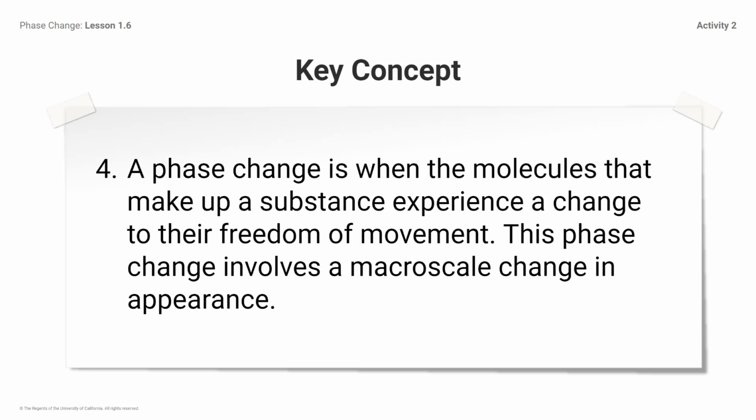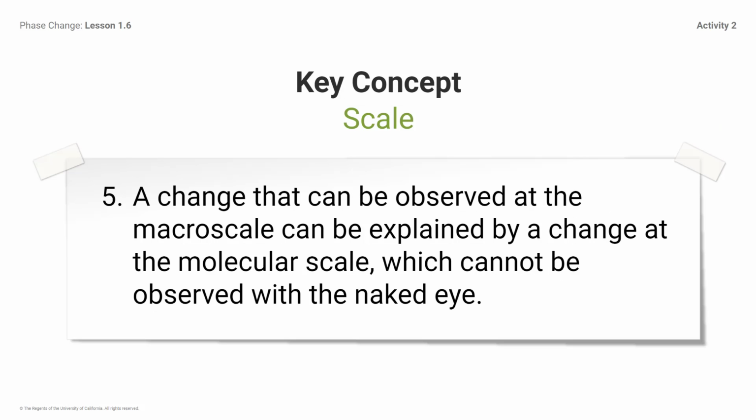Key concept 4. A phase change is when the molecules that make up a substance experience a change to their freedom of movement. This phase change involves a macroscale change in appearance. Key concept 5. Scale. A change that can be observed at the macro scale can be explained by a change at the molecular scale, which cannot be observed with the naked eye.